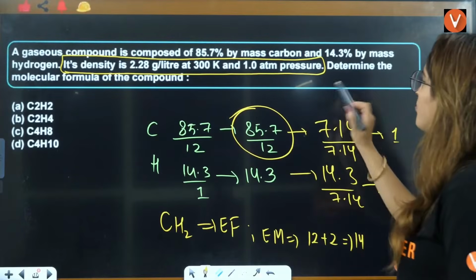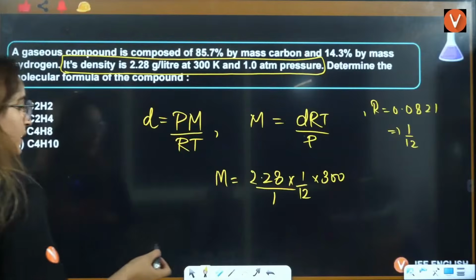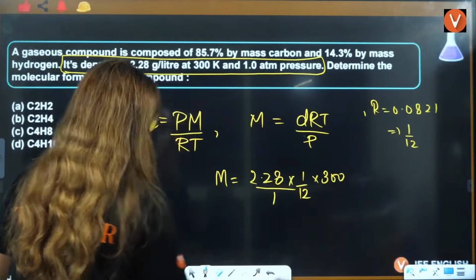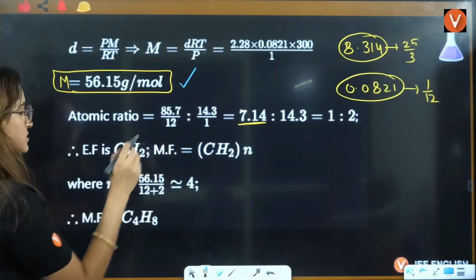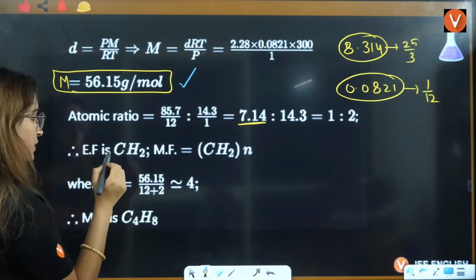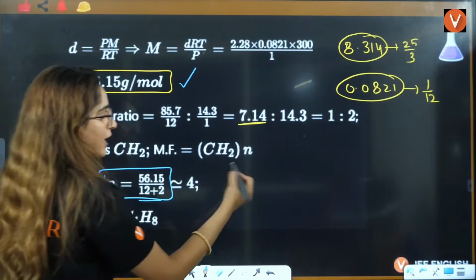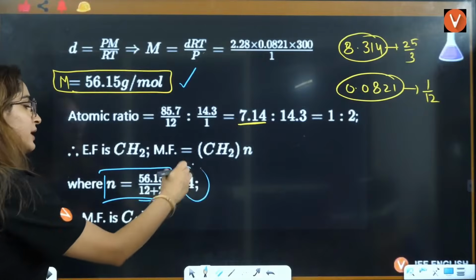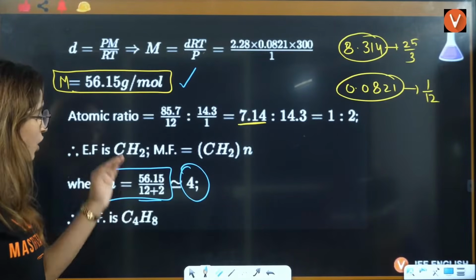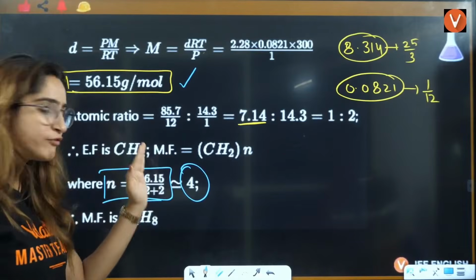Right. Molar mass we have calculated as 56.1, right? So this is your molar mass, this is your empirical mass. Calculate the value of N, that will be molar mass by empirical mass, that will come out to be approximately 4, right? So now what you have to think is that, okay, it is coming out to be approximately 4.